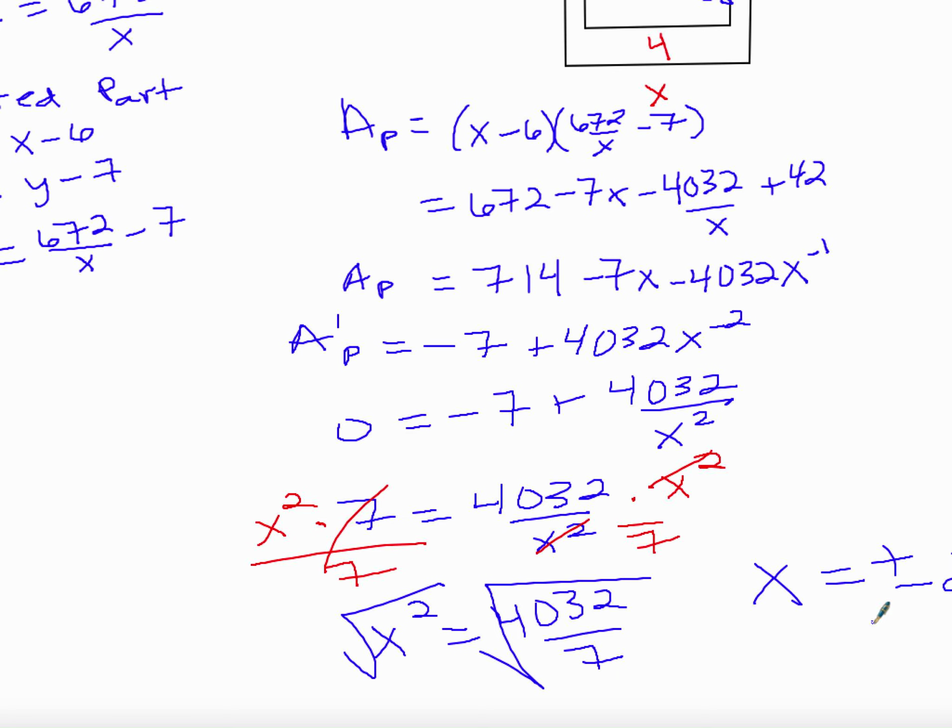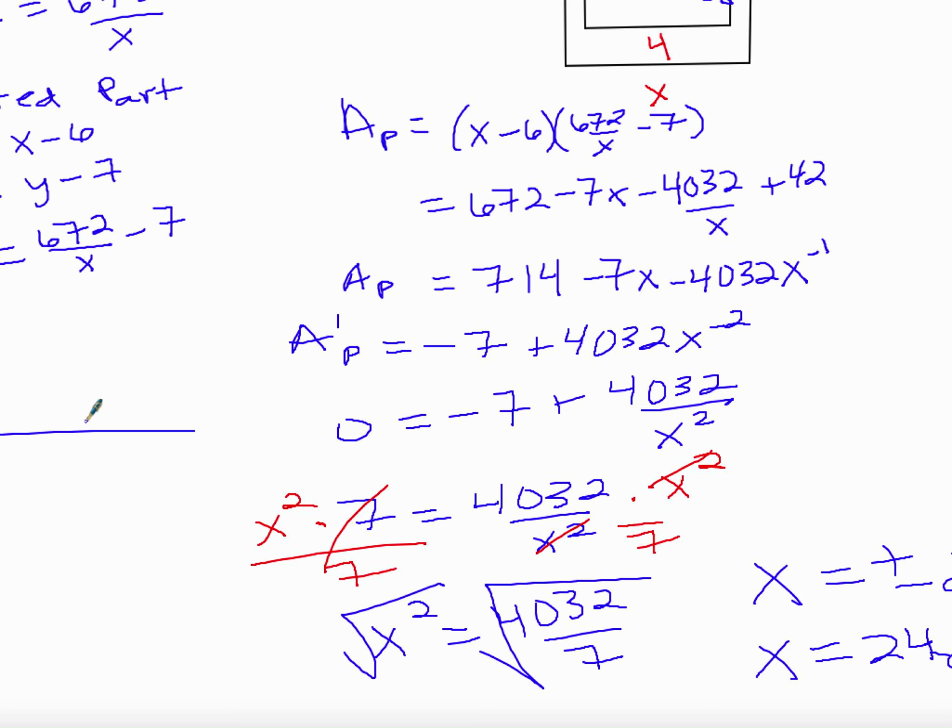Obviously, the negative result is talking about a negative length on a page. That doesn't make any sense, so we're going to keep the principal solution, which is 24. And we're talking about centimeters here. If X is equal to 24, then we should be able to find out what Y is equal to. But let's first see if it's a maximum or a minimum. So let's come over here and do a little sign diagram.